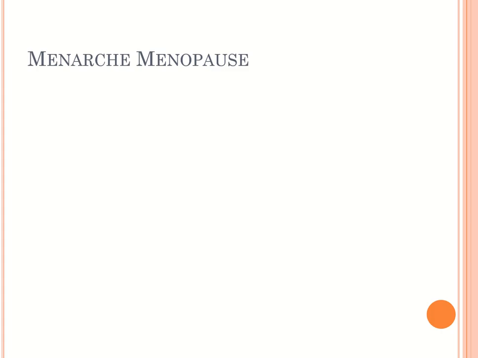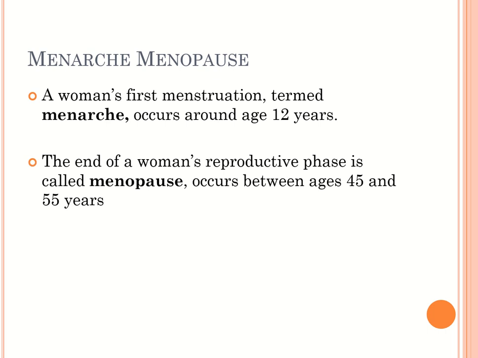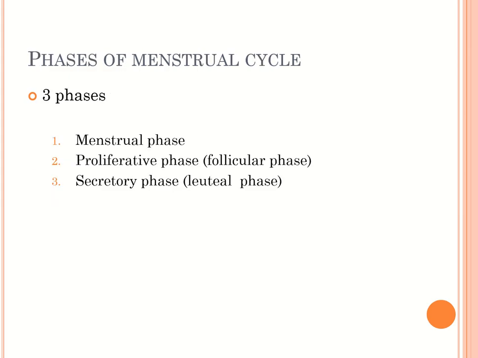Before we understand the menstrual cycle, let us just understand these terms: menarche and menopause. A woman's first menstruation is termed menarche. It occurs around the age of 12 years in a female. The end of a woman's reproductive phase is called menopause, which occurs between the ages of 45 to 55 years. If for 1 year there is no menstrual cycle, we usually say the female has attained menopause.